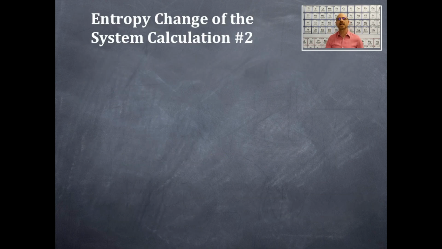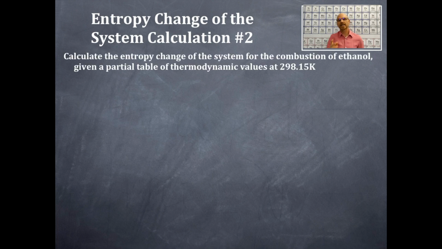So today we are talking about the entropy change of a system, calculation number 2. We're going to calculate the entropy change of a system for the combustion of ethanol, given the partial table of thermodynamic values at 25 degrees Celsius, or in other words, 298.15 Kelvin.